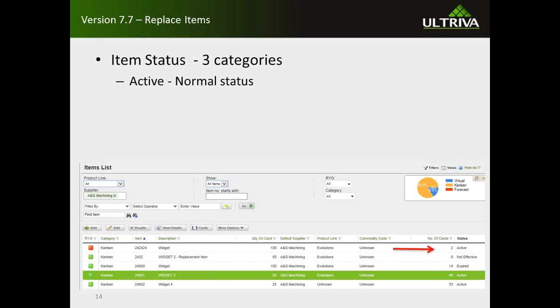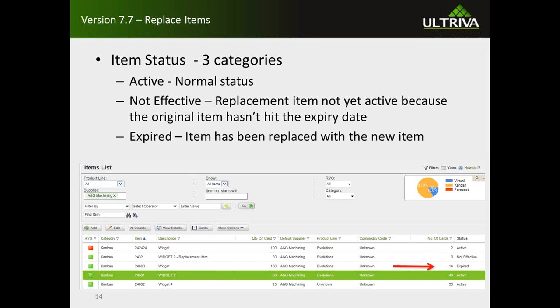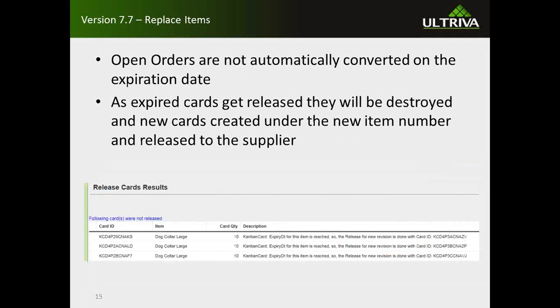All right, and with this, once you do set, you'll notice a new column here called status, and with 7.7, the active status is the normal everyday status that you would see. But if you've created a replacement item, if it says not effective, then that means that item's not active yet because your original item hasn't hit that expiration date. But if it says expired, then that date has come, and your new item has come into play, and then that item that did say not effective now says active. So these are the various statuses that you will see in 7.7.